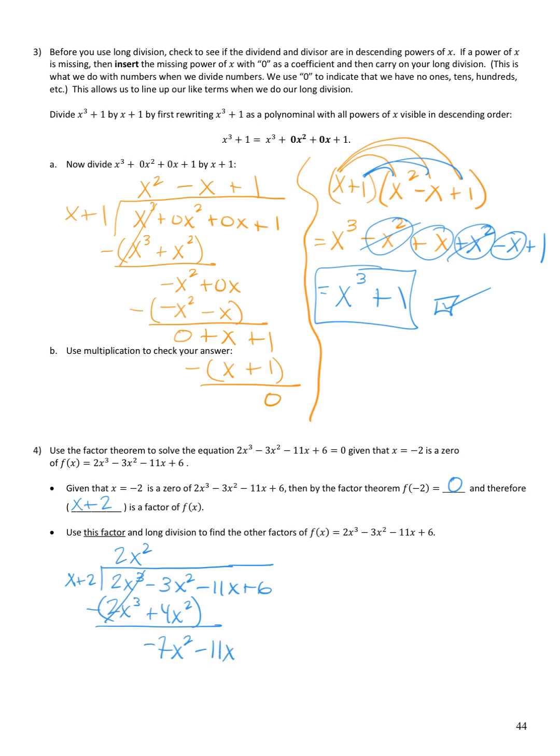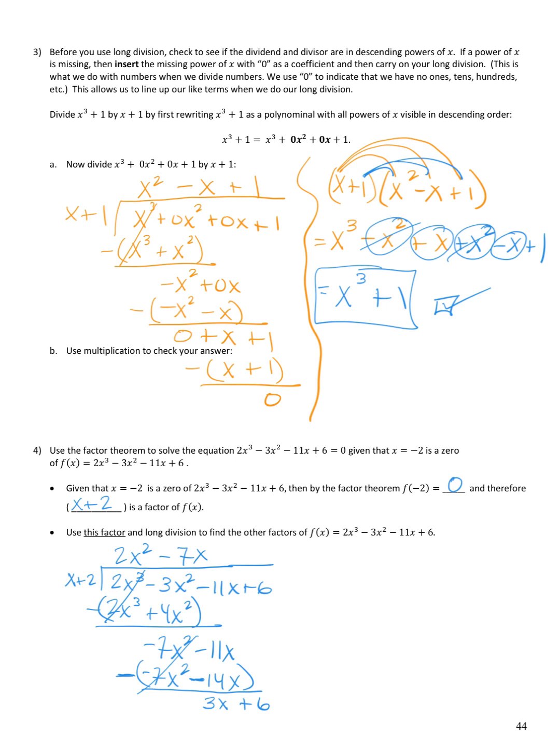X times what gives you negative 7x squared? That would be negative 7x. Negative 7x times x is negative 7x squared. Negative 7x times 2 is negative 14x. We subtract. The negative 7x squareds combine to make 0. Then I have negative 11x minus negative 14x. That's plus 14x. So negative 11 plus 14 is 3x. Bring down the plus 6.